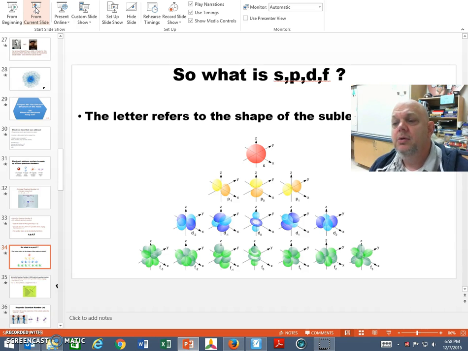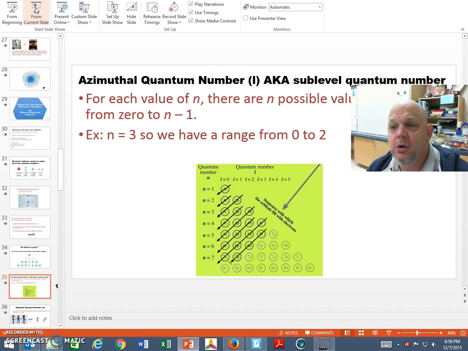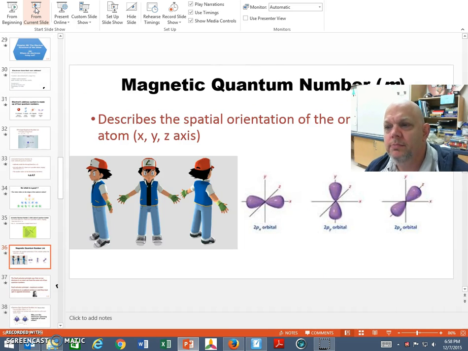The d orbitals, I expect you to know that there are 5 of them, and that they hold a maximum of 10 electrons. And the f orbitals, there are 7 orbitals, maximum number of electrons, 14. I would expect you to know that. This page I am not particularly worried about.